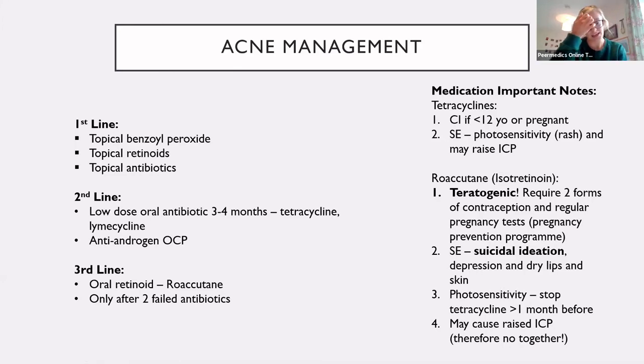And then last line is something you'd be going to a dermatologist for, but it's an oral retinoid, so Roaccutane. In psoriasis, you use acitretin. In acne, you use isotretinoin. Whereas with the one for psoriasis, you can't get pregnant for 2 years after, with this one you can't get pregnant for a month after, so it's not quite as limiting. You can only start this if you've failed 2 previous antibiotics.